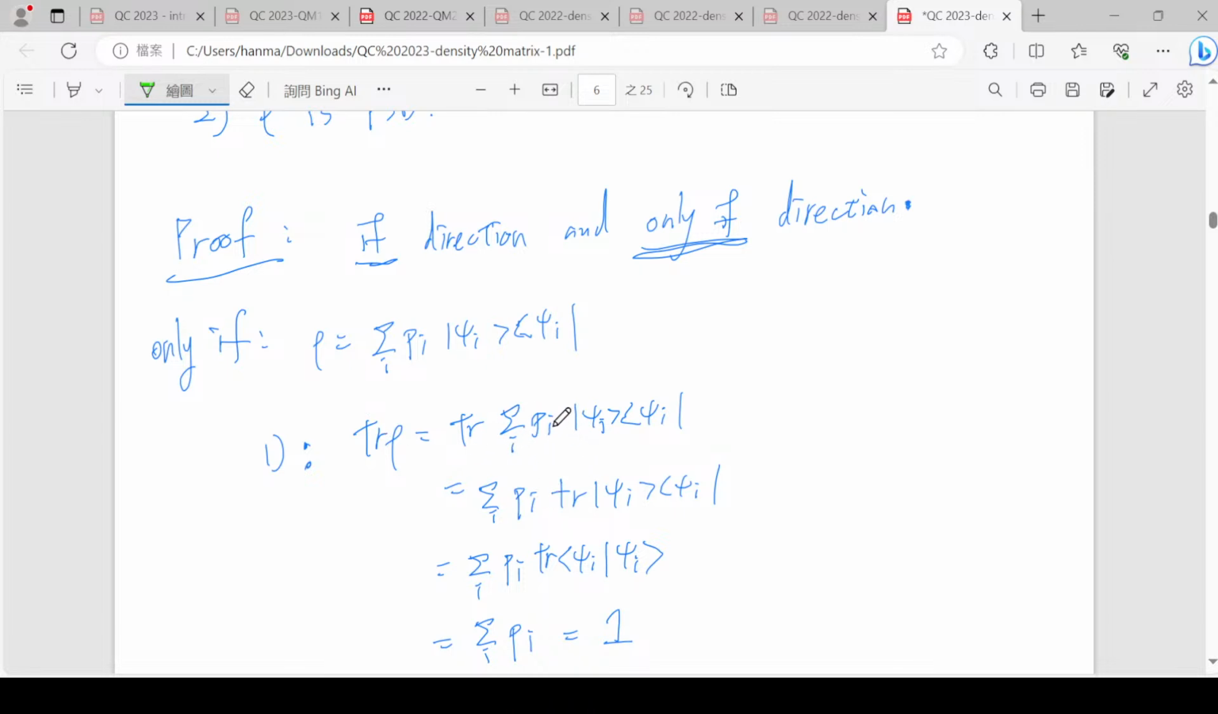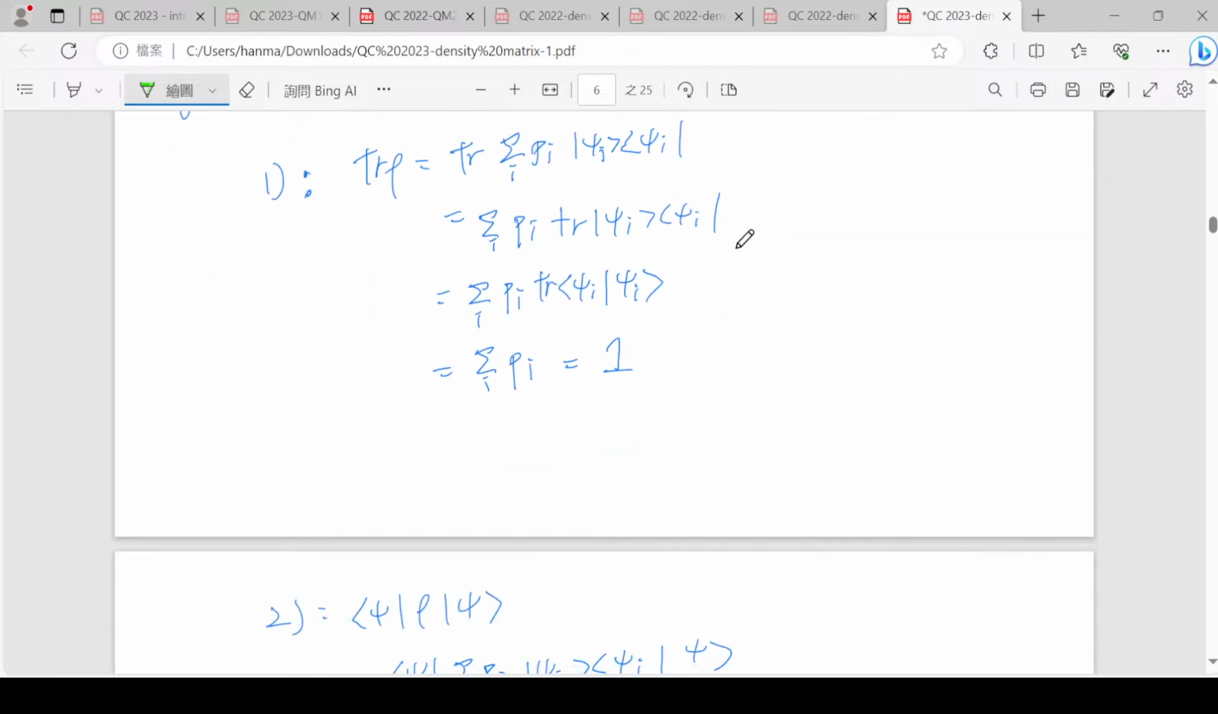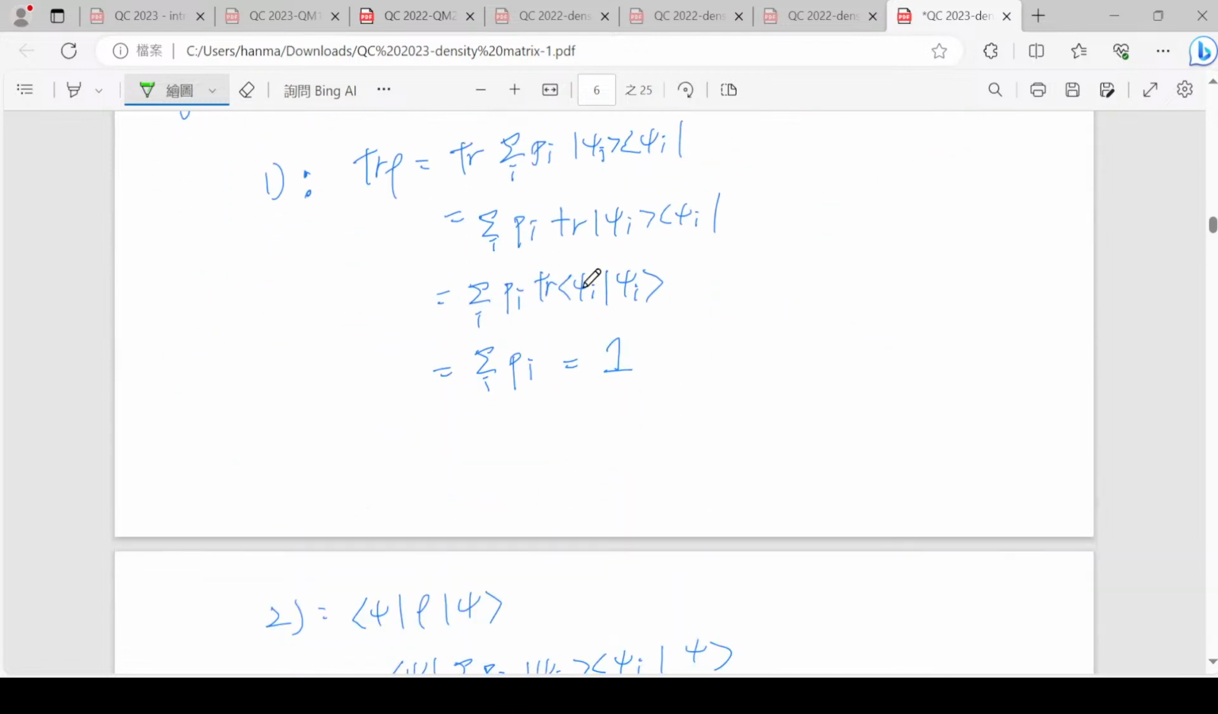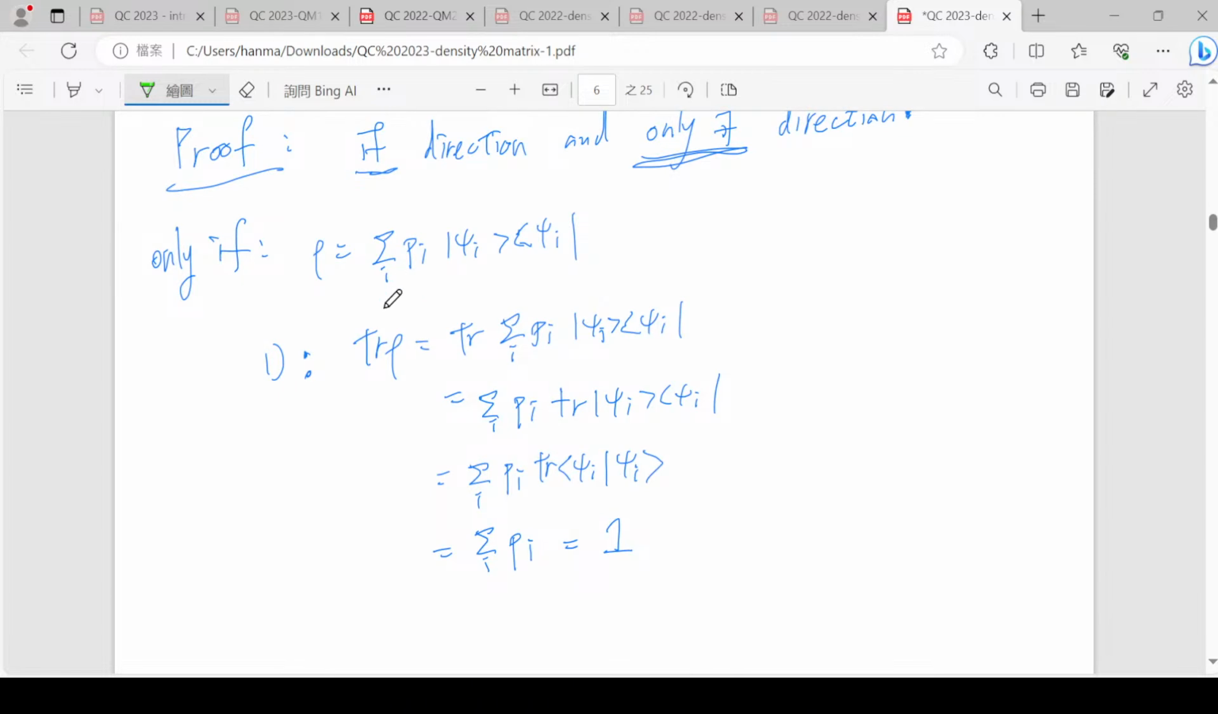So switch the order between trace and summation. You have the summation of pi, and this part is only the matrix part, so you have a trace. And once again, we do a cyclic thing. So we cycle here, and we get a trace of a number, and this number is the inner product of psi with itself, and anyway, this is 1. And the trace of 1 is 1, and so you just have the summation of pi, but the pi are probabilities, so they should sum to 1, so you get 1.